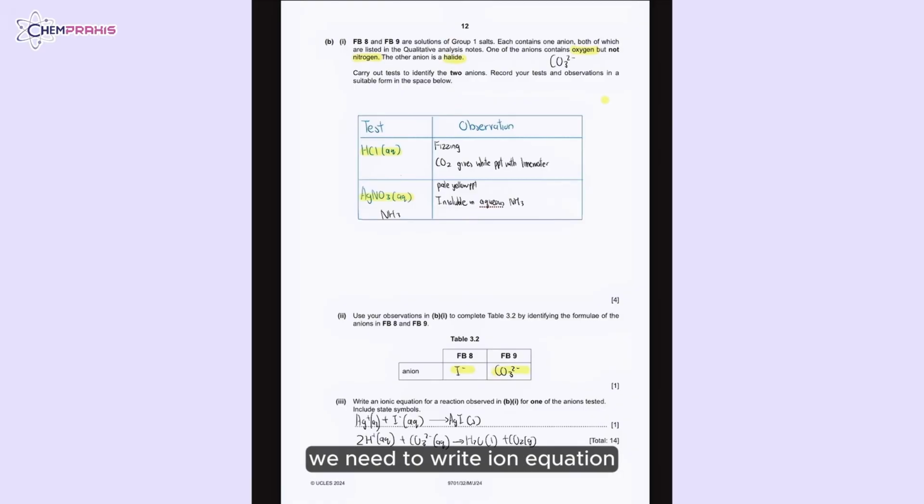We need to write an ionic equation for one of the anions tested. So you can either write an ionic equation for AgI or for carbonate ion.